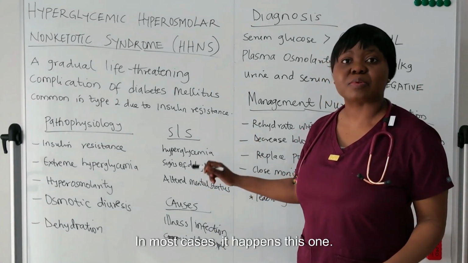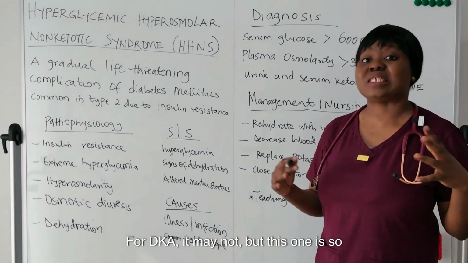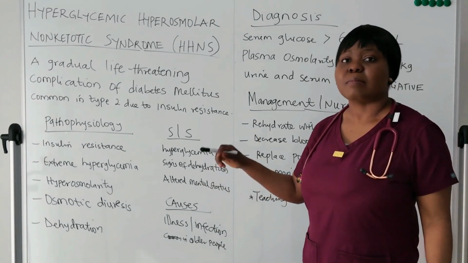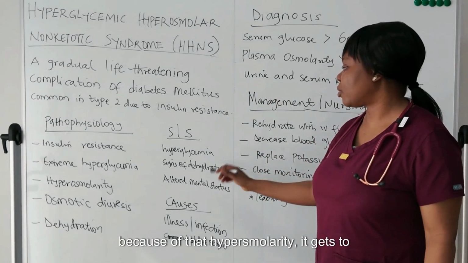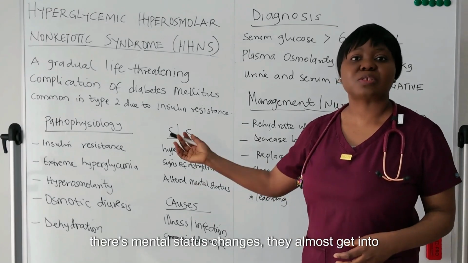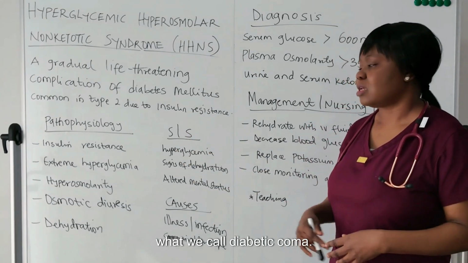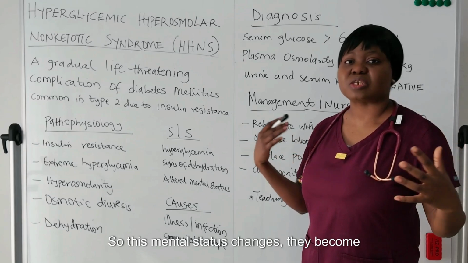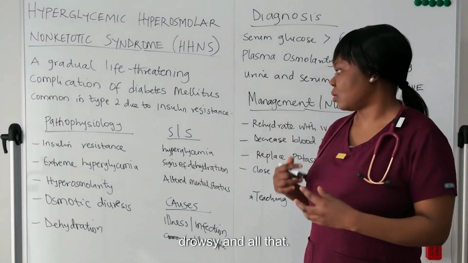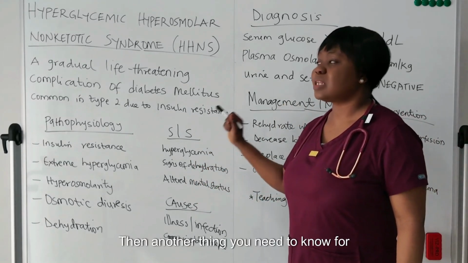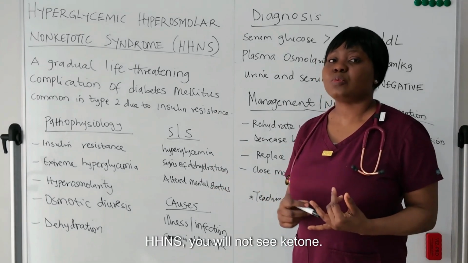In most cases it happens in this one. For DKA it may not, but this one is so common because of that hyperosmolarity. They get to a point where there's metastasis, they almost get into what we call diabetic coma. So with these mental status changes, they become drowsy and all that. So that can happen. Then another thing you need to know, for HHNS, you will not see ketones.